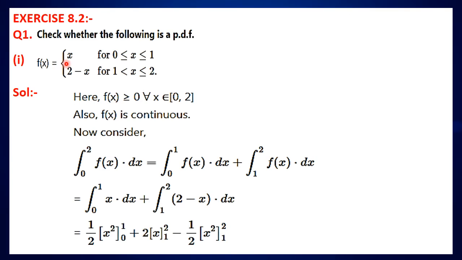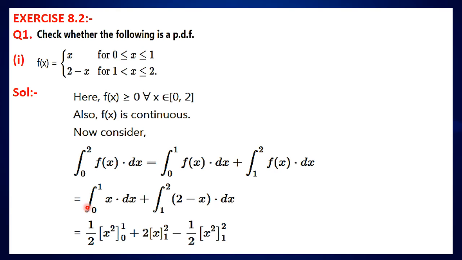That is, f(x) is greater than or equal to 0 for all x belonging to the closed interval 0 to 2, and f(x) is continuous also. Now we consider the second condition, that is, the integral from 0 to 2 of f(x) dx is equal to the integral from 0 to 1 of f(x) dx plus the integral from 1 to 2 of f(x) dx, because the function is split into two different continuous intervals.